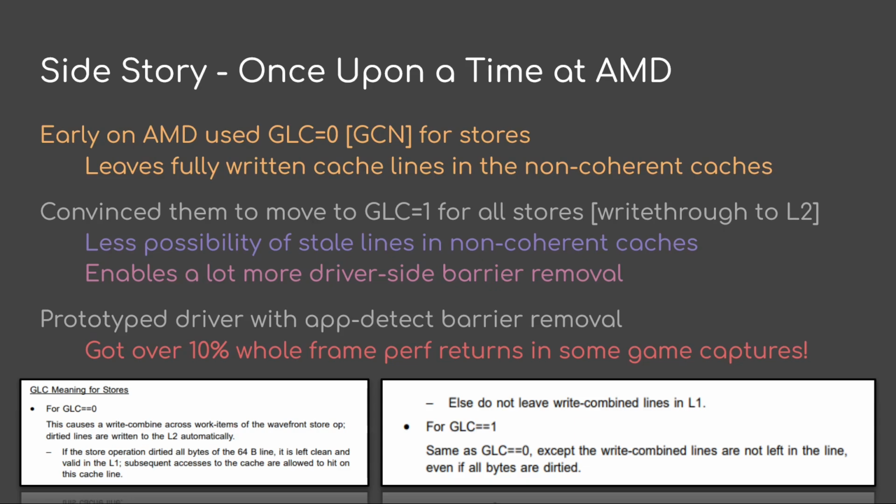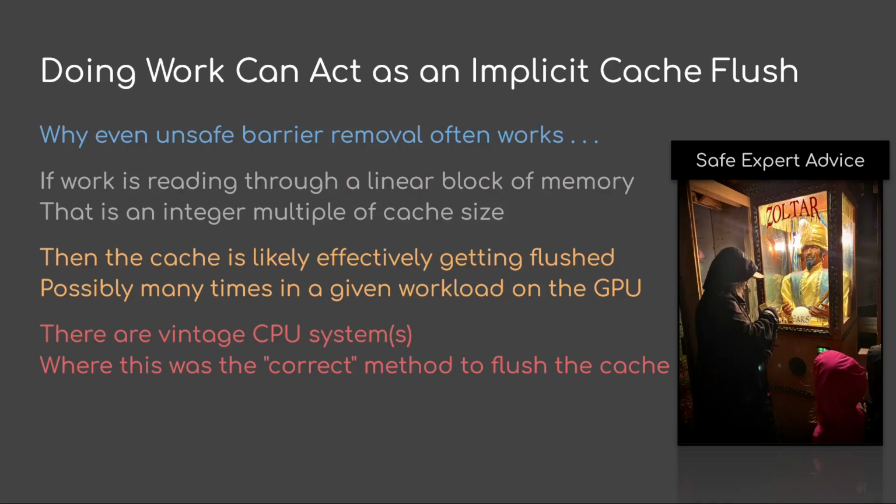That's a lot. Note, doing work can also act as an implicit cache flush. So sometimes the unsafe barrier shouldn't work, but it does work because the work itself is actually flushing the cache. If you're reading through a lot of a linear block of memory that is an integer multiple of the cache size, the cache is likely effectively getting flushed possibly many times in that workload.